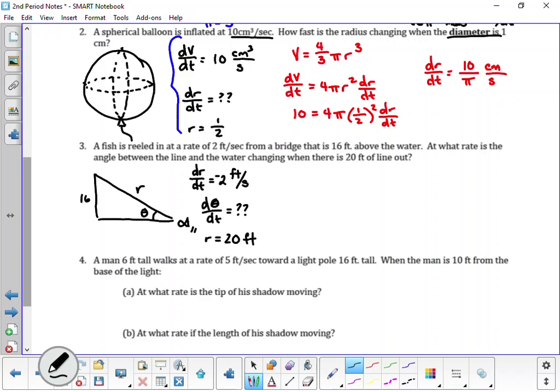Have you ever been fishing? Obviously not. I fish all the time. Yesterday I fished. That's how I caught my dinner. And I reeled it in at a rate of 2 feet per second, guys. I was on a bridge that was 16 feet high. These are real world problems that we're doing. No, it's not. 16 feet is not tall. It's like a short bridge. That's like 3 people high. No? 4 people high.